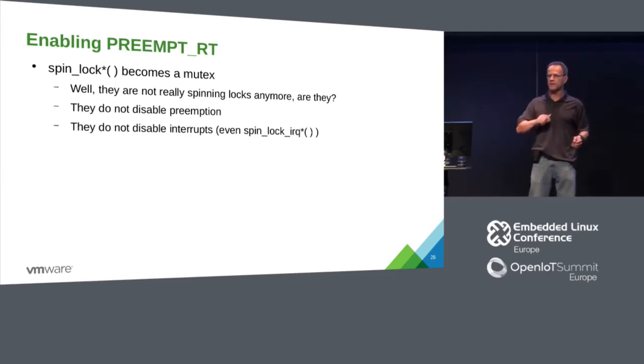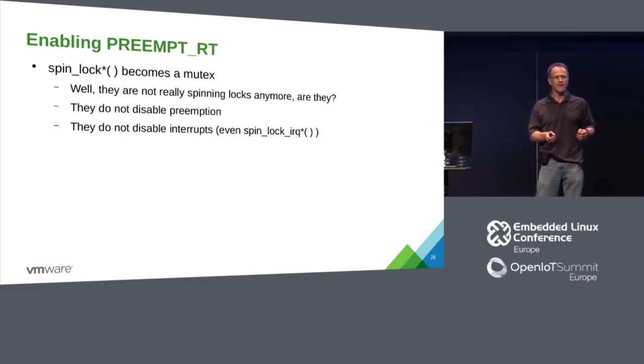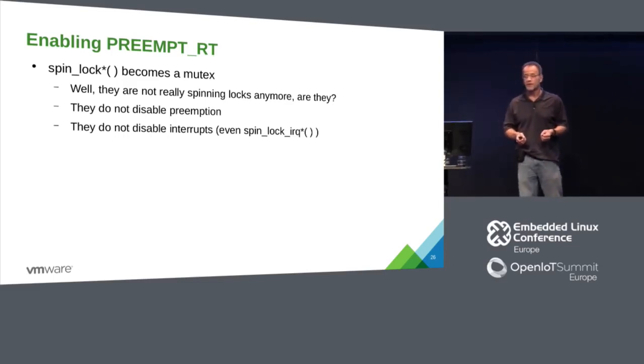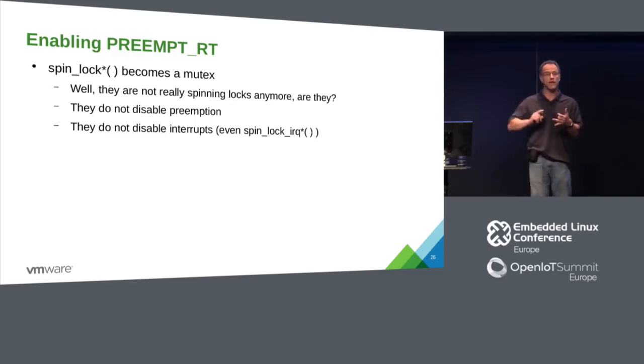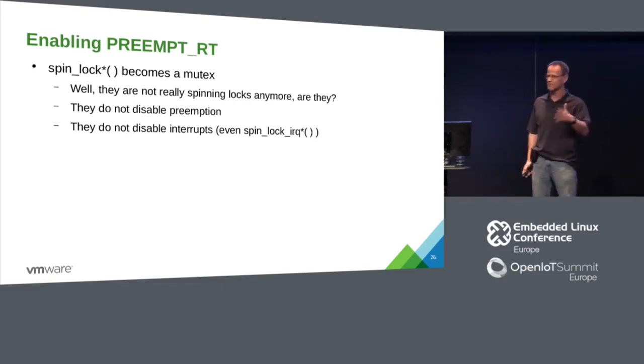Turning spin locks into mutexes. They're not really a spin lock anymore, are they? So they don't disable preemption. They don't disable interrupts, even if you tell it to disable interrupts. If you do spin lock IRQ or spin lock IRQ save, nope. It's the same as a spin lock. Same function. Boom.